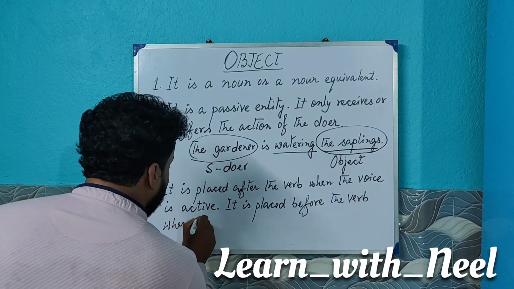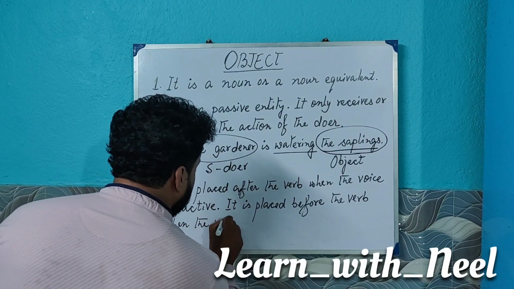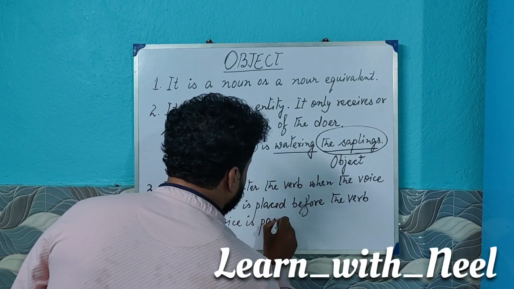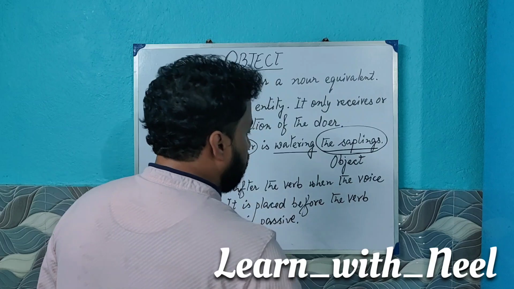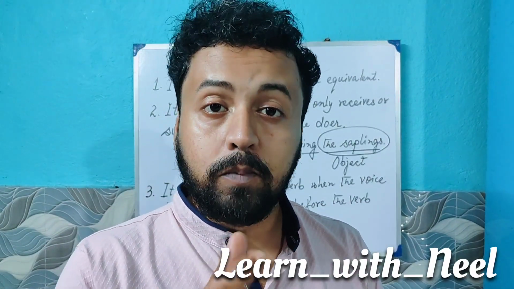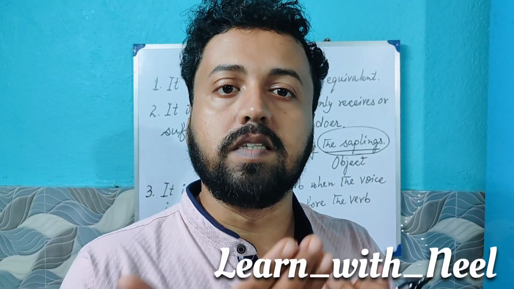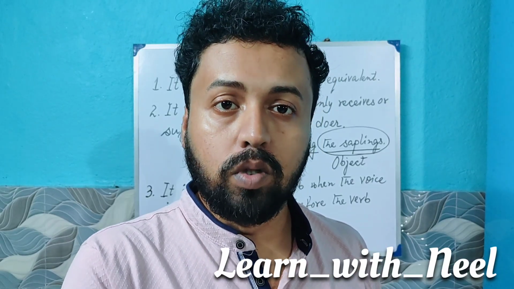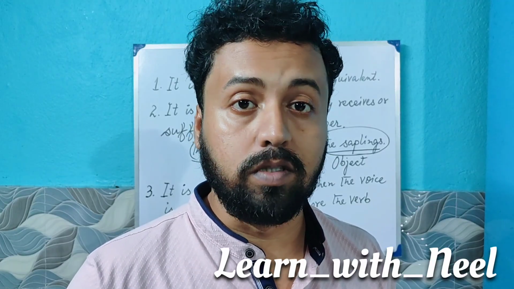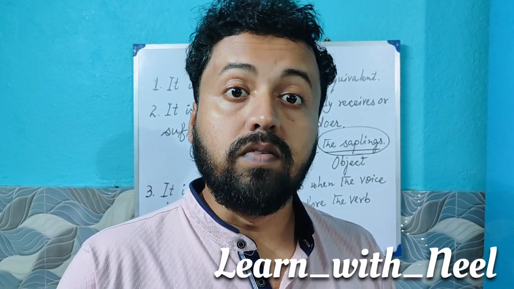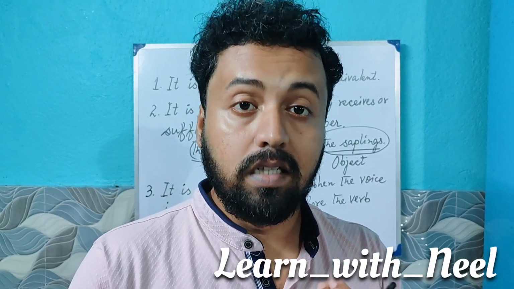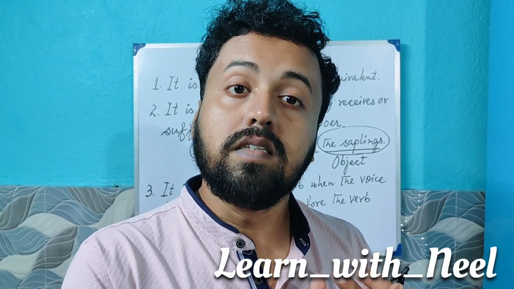when the voice is passive. So when the verb is in passive voice, the object, the receiver of the action becomes the subject. Okay? And the doer takes a backseat. In a passive voice, the one doing the action is not important. Receiver of the action is in the focus. That's why the receiver of the action, that is the object, becomes the subject.